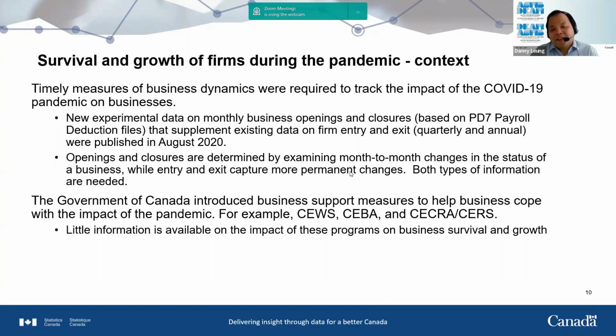This is of interest too, the business survival and growth over the pandemic, because we know that a number of programs were introduced by the government to help firms cope with the pandemic: the wage subsidy, the business loan, and the rent subsidies. There is a lot of published information on the usage of these programs, but less on how they impacted survival and growth.